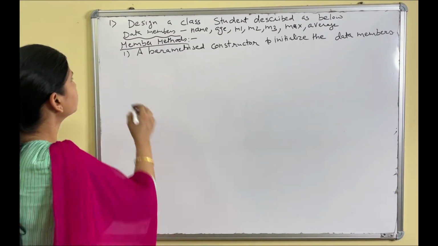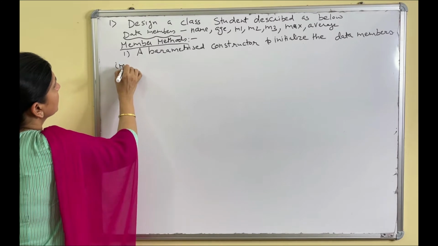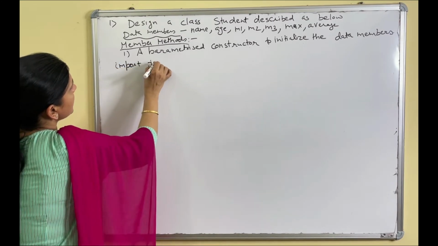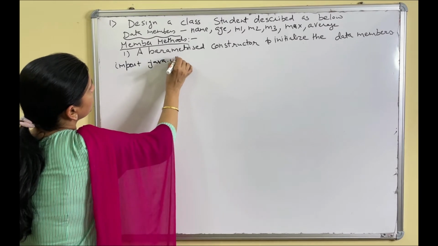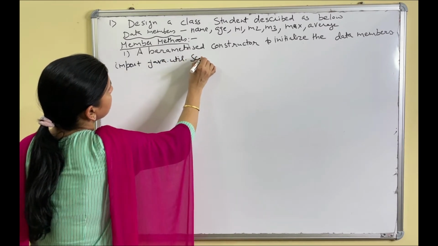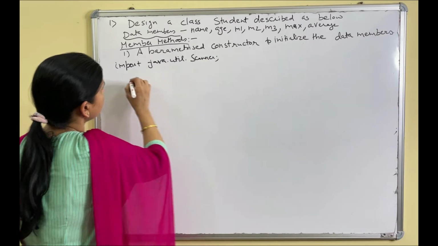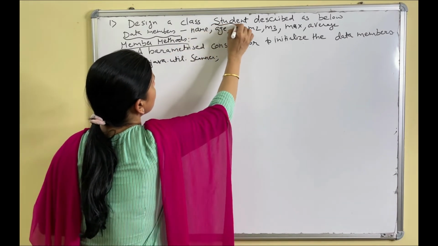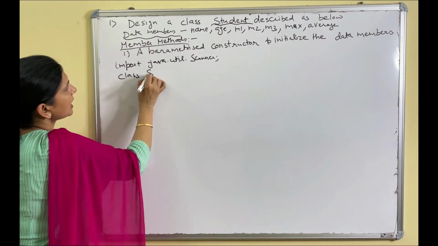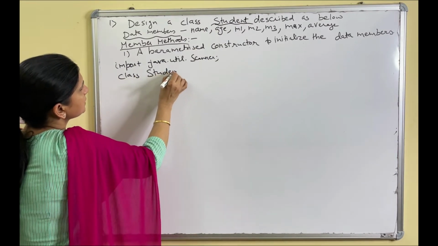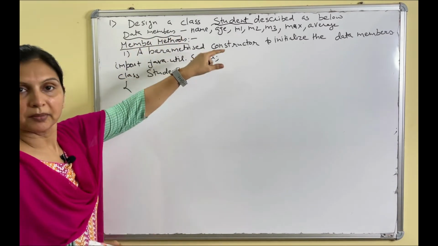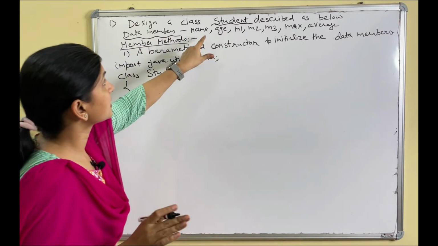So first we import the scanner class. Import java.util.Scanner, or you can give asterisk, right? Then we will make the class. What is the class name? Student, already given, right? So class Student. Then we will declare all data members or instance variables, right?